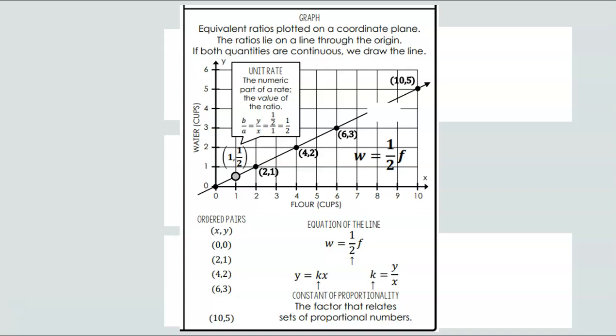So if we go over to 1 cup of flour, that is 1/2 a cup of water. That is where that dot is showing. Go over to 2 cups of flour, that is 1 cup of water. Again, that is where the dots are showing. First you go over, then you go up. Our missing number then is 8, 4. That means you go over to the 8 and up to the 4 to plot your point.